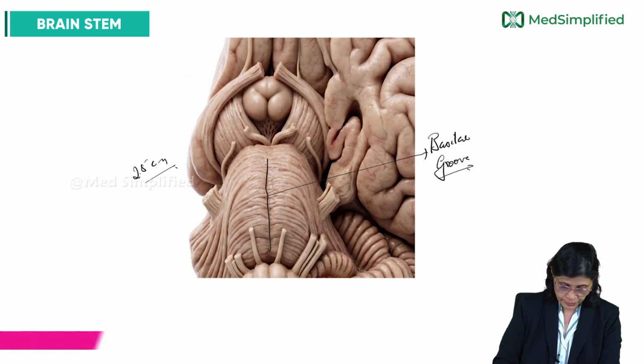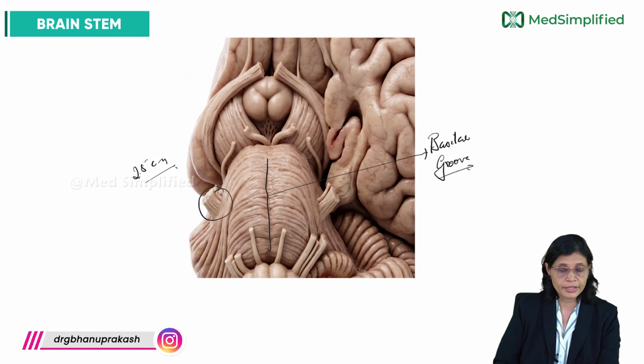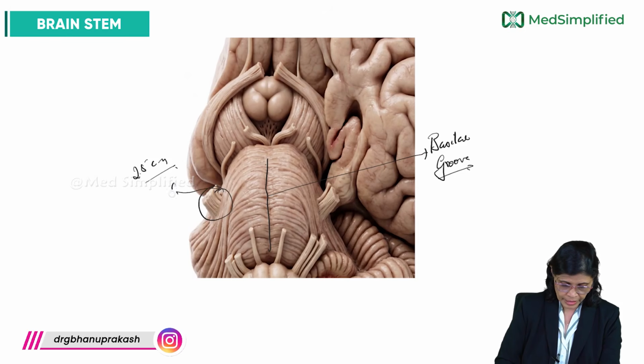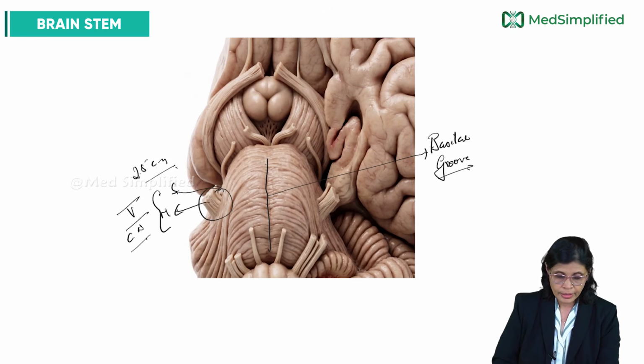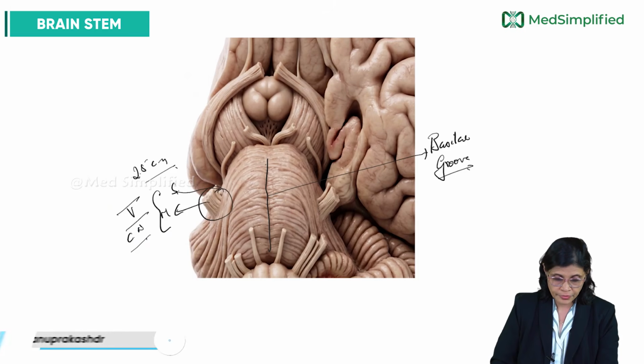Then this nerve, if you see here, this is the trigeminal nerve. The trigeminal nerve has a smaller sensory root, which will be lying medial. This is the motor root. Both belong to the trigeminal, that is the fifth cranial nerve, which we will see here. It will be attached to the surface.